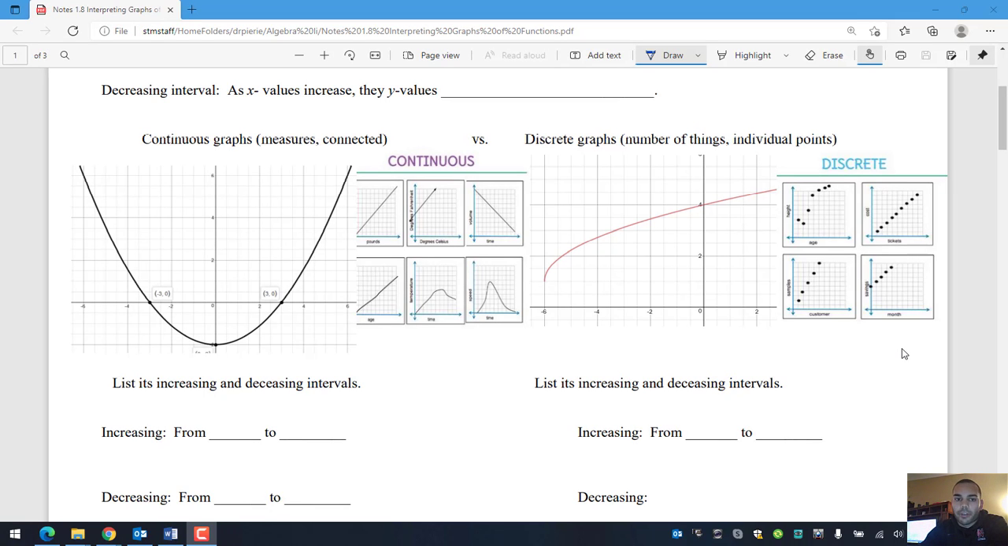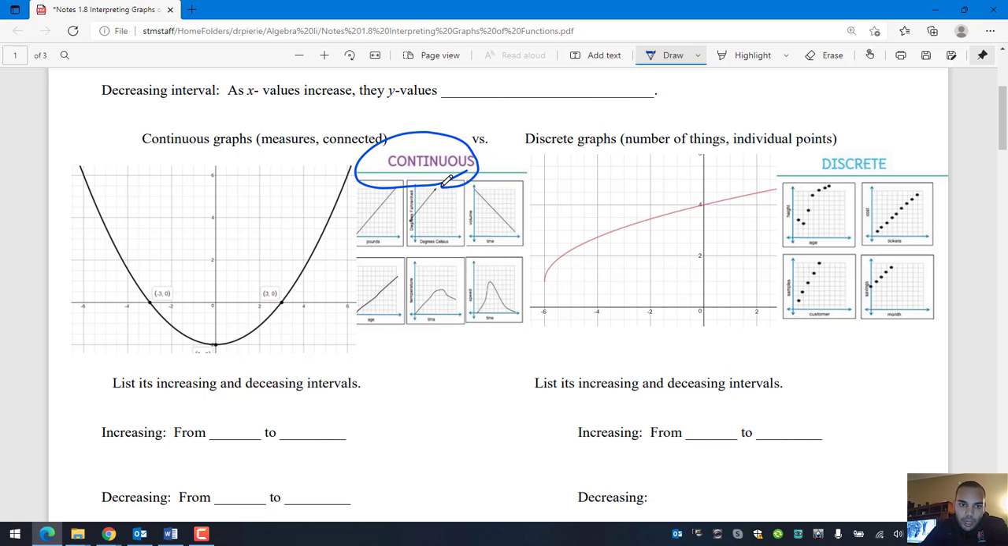Alright guys, so this is going to be a very quick video explaining the difference between continuous graphs and discrete graphs. Okay, here's what you need to know. Continuous graphs are basically any type of graph that can be drawn with one line, without picking up your pen or pencil.